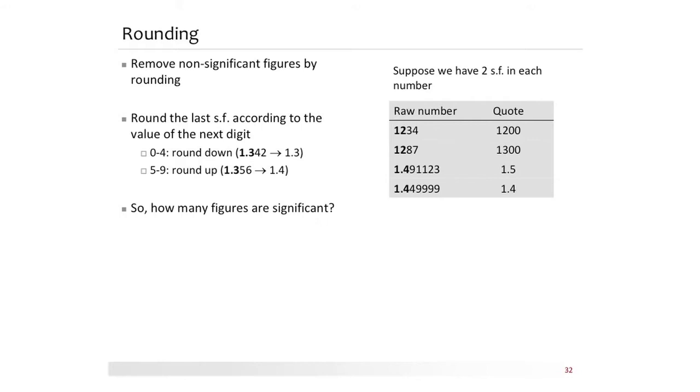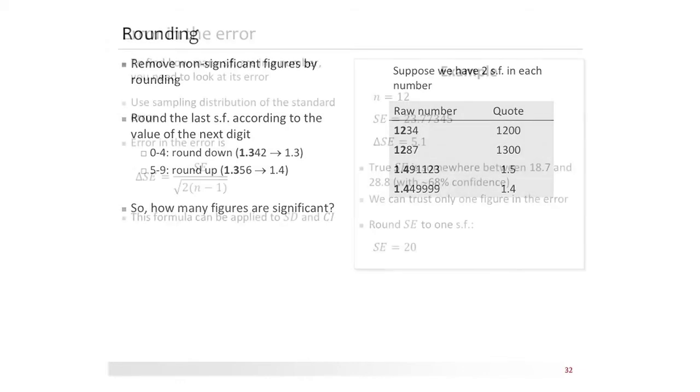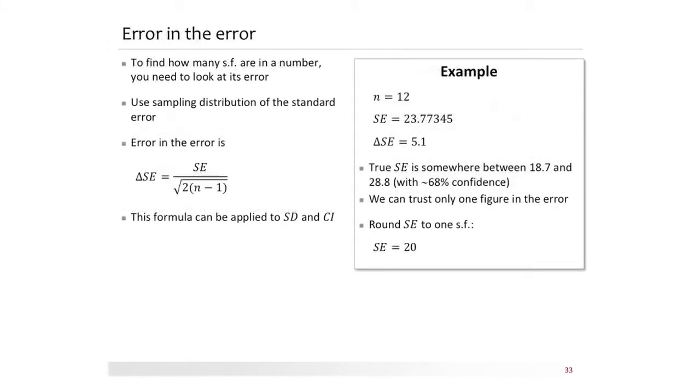Okay, but you need to know how many significant figures are in your result. So how do you do this? In order to find how many significant figures you have in your number, you have to look at its error. You do it the other way around. So we use the sampling distribution of a standard error. Error has its own error. There is the error of the mean. There is also the error of the standard deviation. There is also the error of the standard error. And that's what we are going to use.